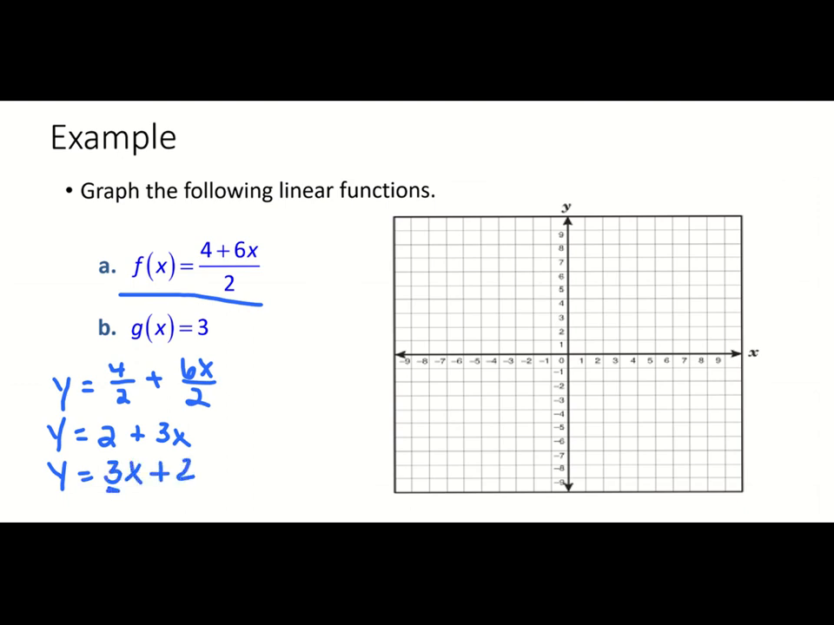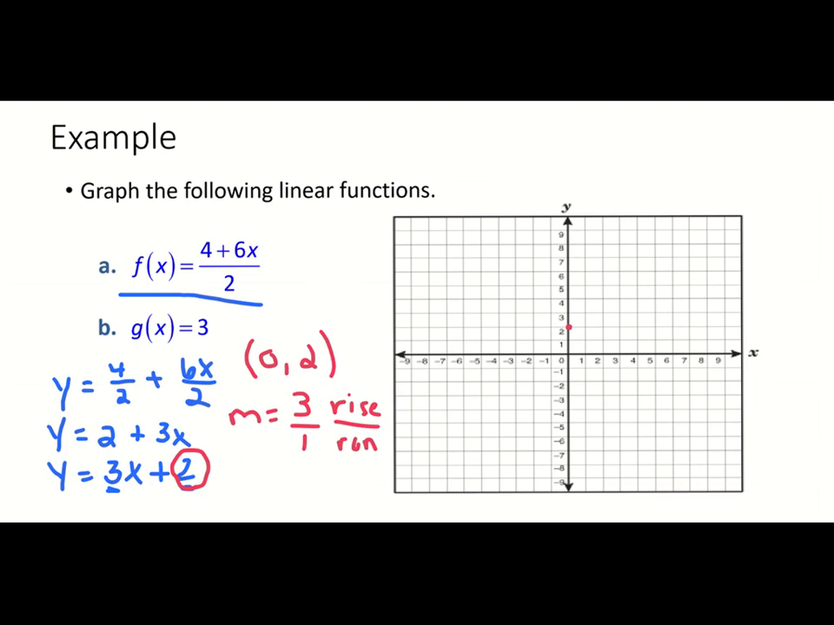Remember, this is your slope. This is your y-intercept. So when we go to graph it, we could plug in values for x and find a y value to get some ordered pairs. Or, I know that this 2 is my y-intercept. So that ordered pair is 0, 2. So I can go plot that on my graph. And my slope, or m, is equal to 3, which is the same as 3 over 1. So remember, slope is rise over run.